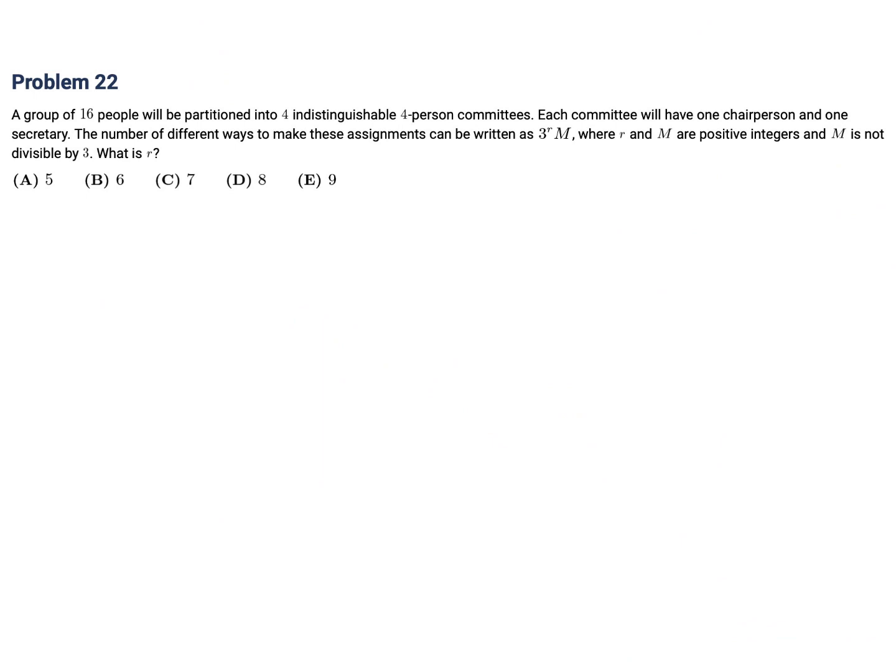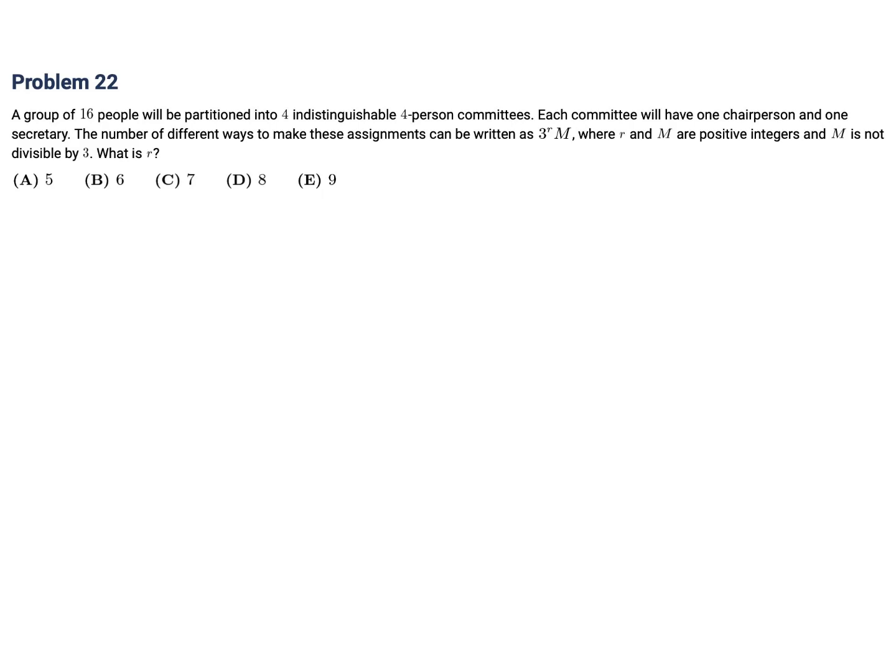A group of 16 people will be partitioned into 4 indistinguishable 4-person committees. Each committee will have 1 chairperson and 1 secretary. The number of different ways to make these assignments can be written as 3 to the power of r times m, where r and m are positive integers and m is not divisible by 3. What is r? Okay. Well, first I have to understand this question.